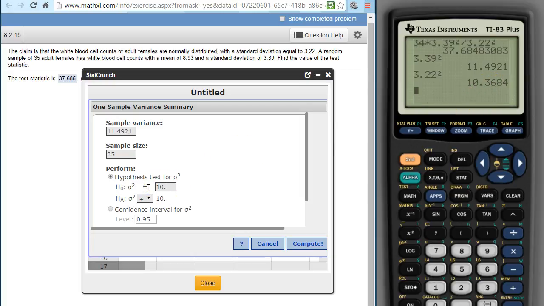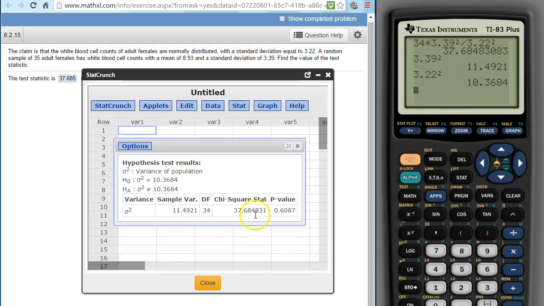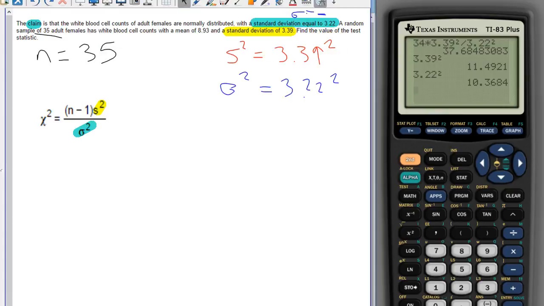10.3684, and notice this number changes when this number changes. So all we want is a test statistic, so again it doesn't matter if we pick not equals, greater than, or less than. And then tell it to compute it, and there's that same number, 37.6848. Okay, so either one will give it to you. The Chi-Square test statistic comes from that, or you can use your calculator and just use that formula that they give us right here in the view and example.